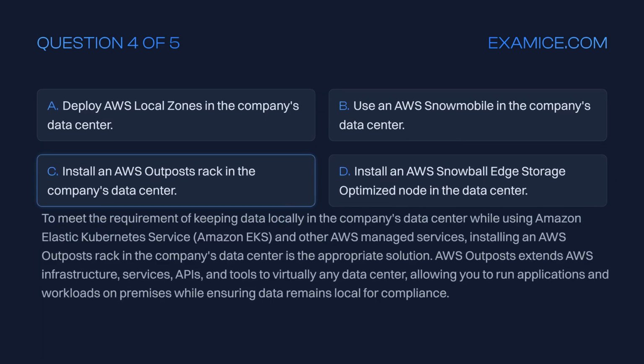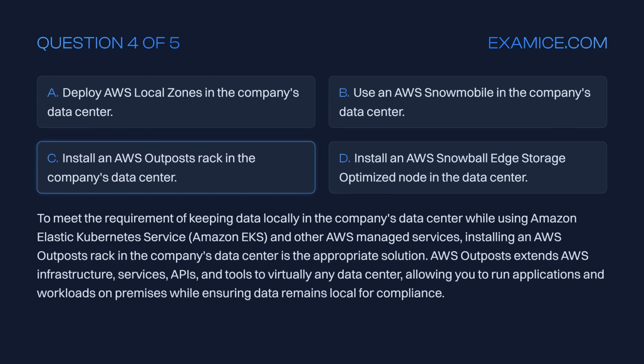The answer is option C. To meet the requirement of keeping data locally in the company's data center while using Amazon Elastic Kubernetes Service and other AWS managed services, installing an AWS Outposts rack in the company's data center is the appropriate solution. AWS Outposts extends AWS infrastructure, services, APIs, and tools to virtually any data center, allowing you to run applications and workloads on premises while ensuring data remains local for compliance.